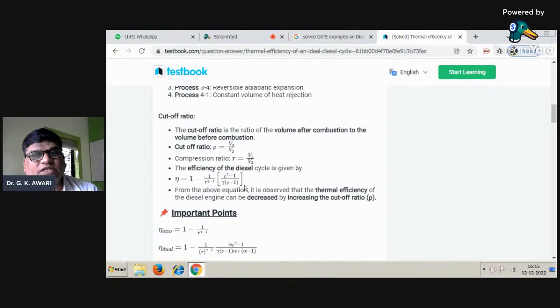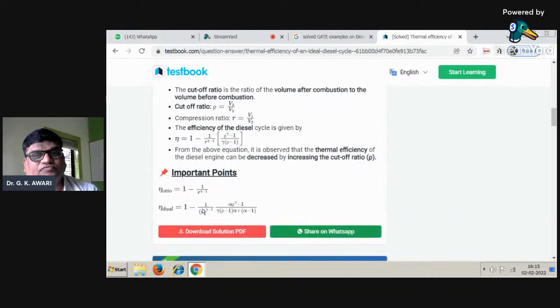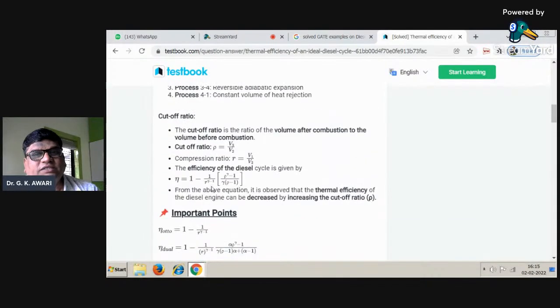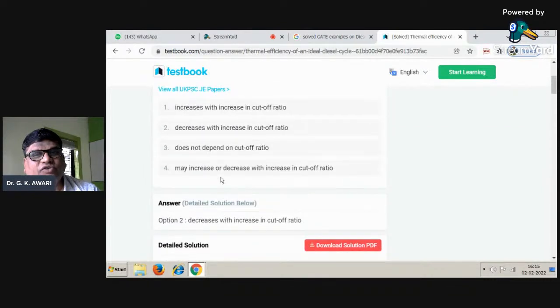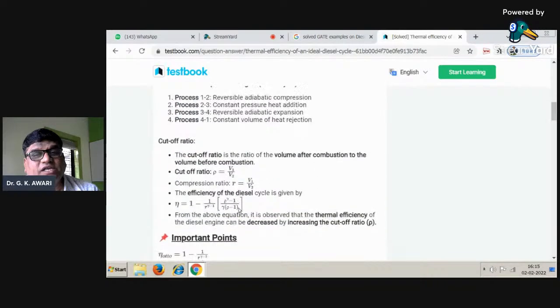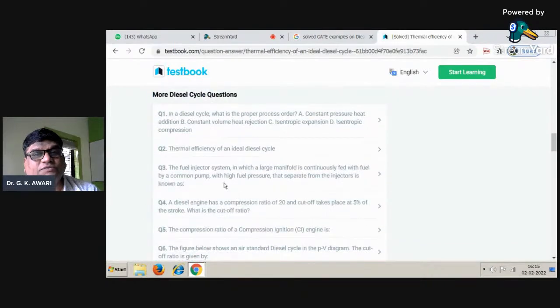The efficiency of the diesel cycle is given by 1 minus 1 by r_c to the power of gamma minus 1, into rho to the power of gamma minus 1 divided by gamma in bracket rho minus 1. So this is the important point. This is the equation which you have to select, and which will give you that efficiency decreases with the increase in the cutoff ratio.